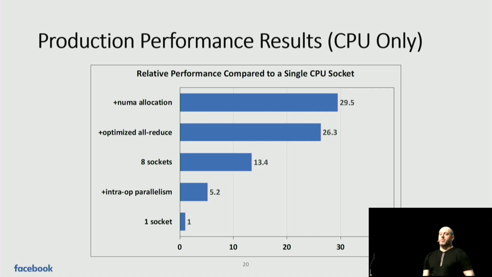Then the next step was to scale the system to the 8 sockets. And if you don't do anything special, the scalability is not great. The scalability is 2x plus. Now, if you optimize all-reduce, and because it's a cache coherent system, it requires some optimizations in order to reduce the overhead of coherence, that gets you much better scalability of 26x. And if you perform NUMA-aware allocation, you actually get almost 30x scalability compared to a single socket.